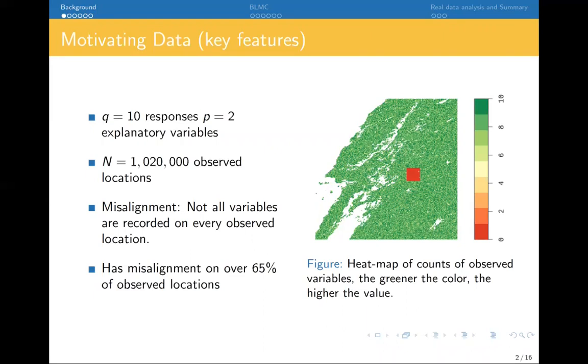On the right-hand side, we give a heat map of counts of observed variables. On each observed location, we use a colored dot, with color representing the counts of response. The greener the color, the higher the value. In the middle, there is a red square. This is the zone we pick for prediction. The dataset has misalignment over 65% of observed locations.